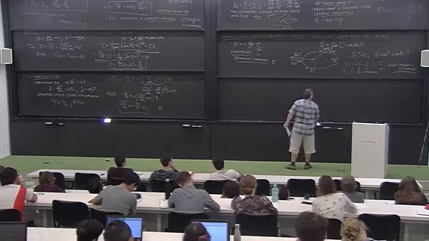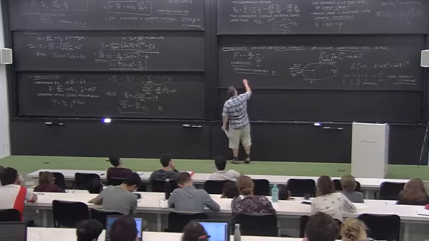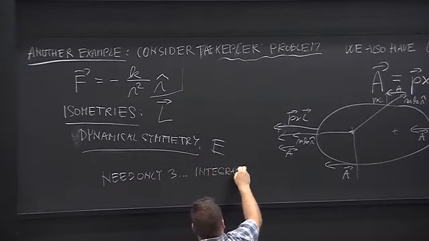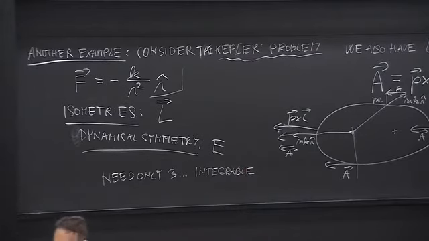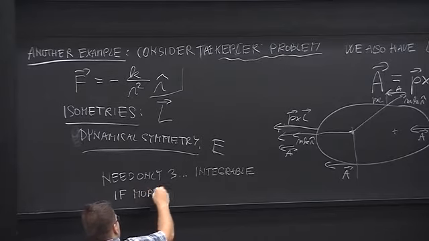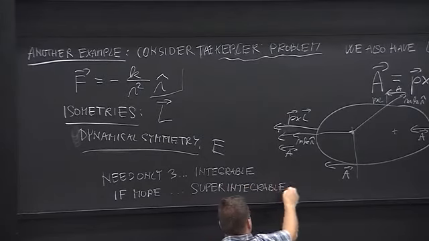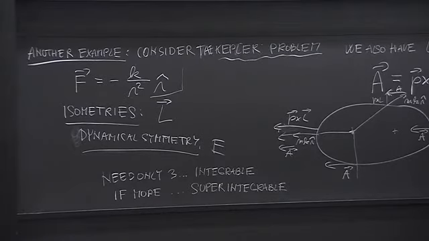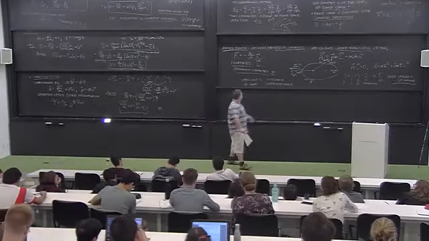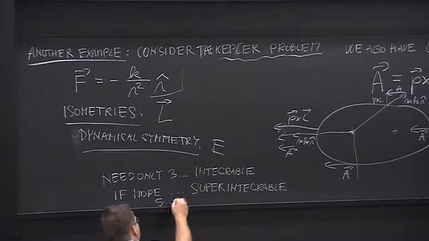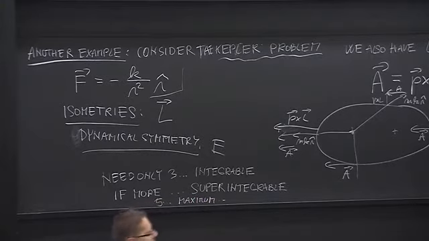Okay, so we need only 3 to make it integrable. I'll make this more precise in a minute. Everything in addition to that makes it superintegrable. Now you can show that there cannot be more than 2n minus 1. It's simply impossible to have more than 2n minus 1. So n is 3 in our case, and 2n minus 1 is 5. Okay, so 5 is the maximum number for a system with 3 degrees of freedom, and hence the system is maximally superintegrable.